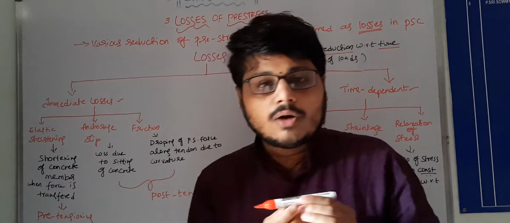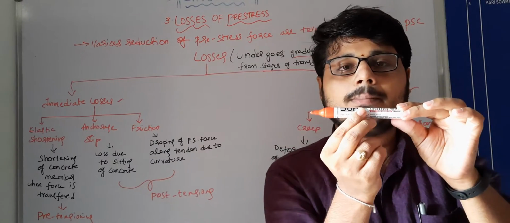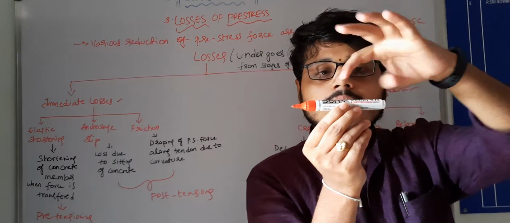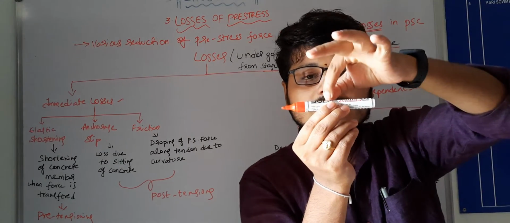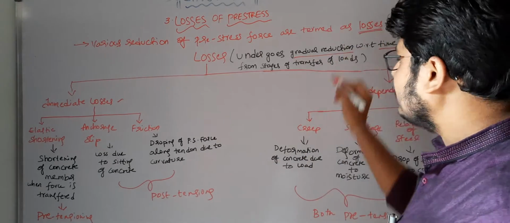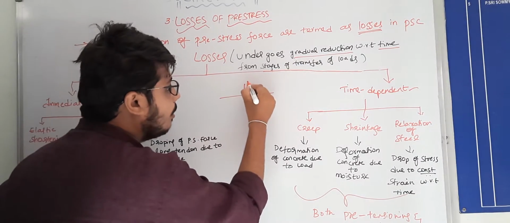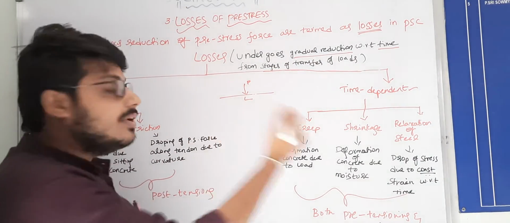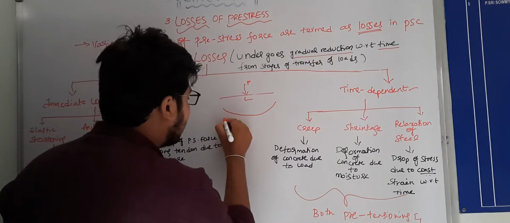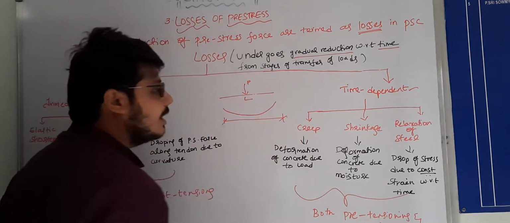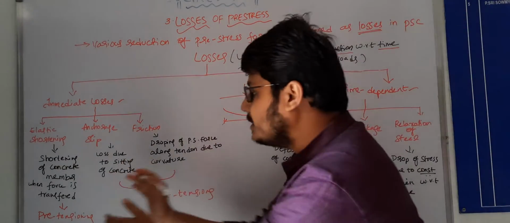Here the shortening of concrete is explained with an example. This is a member, a pre-stressed concrete beam, of some length L. If we apply the load P, the length of the member will vary, because the beam bends like this. The length of the beam or member varies when force is transferred.